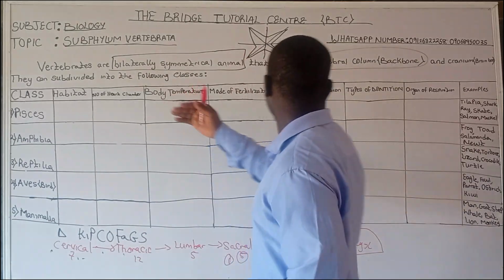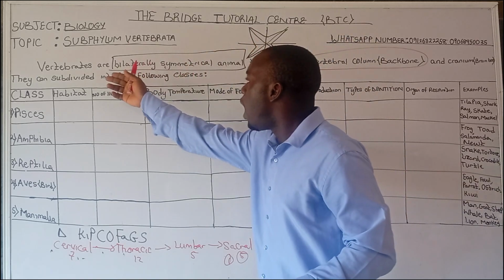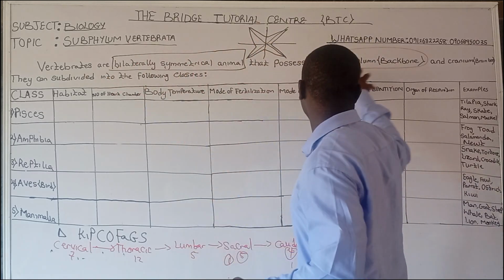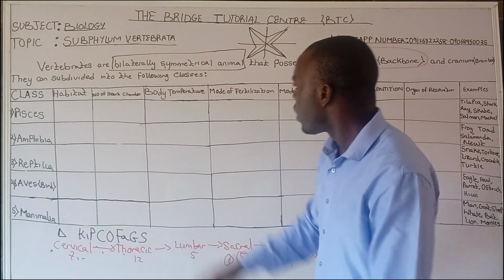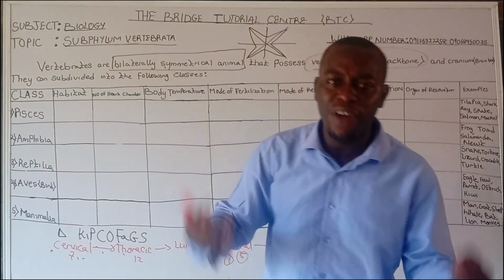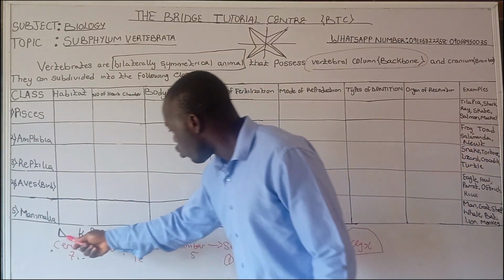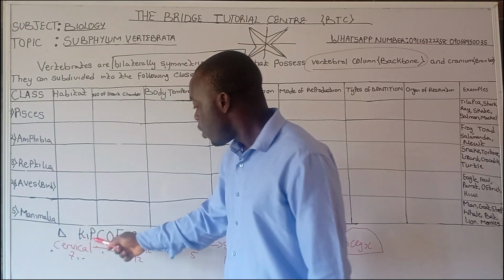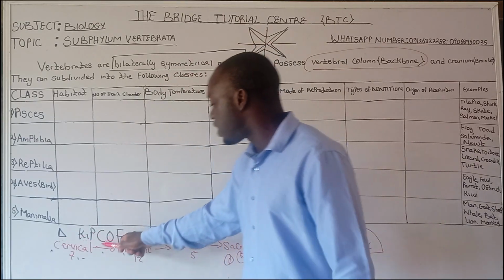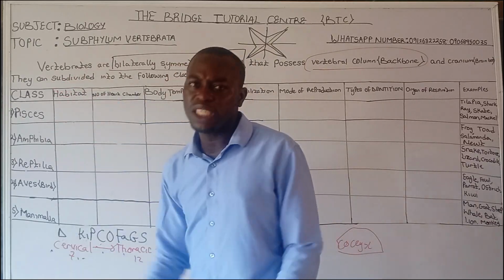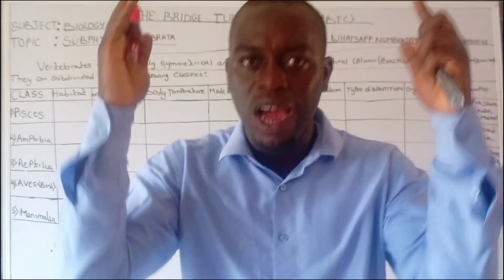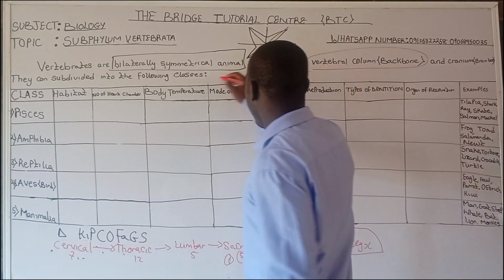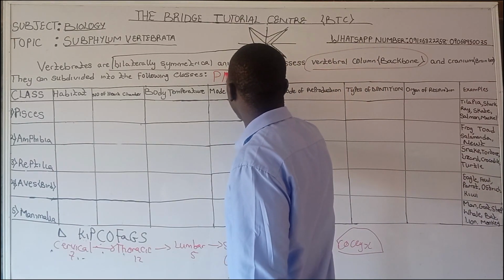Now, since we've known the meaning of vertebrates as those organisms that possess vertebral column and cranium, these vertebrates can be divided. You know, when you divide domain, you have kingdom. When you divide kingdom, you have what? Phylum. When you now divide phylum, what are you going to get? Class. So we can divide these vertebrates into 5 major classes. And those 5 major classes are PARAM. Please don't forget PARAM. Very, very important.